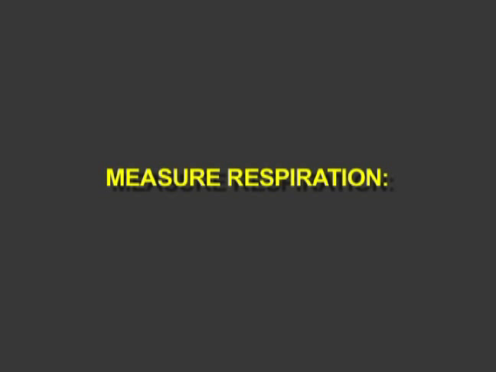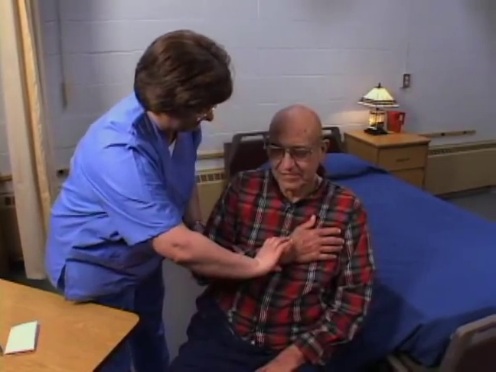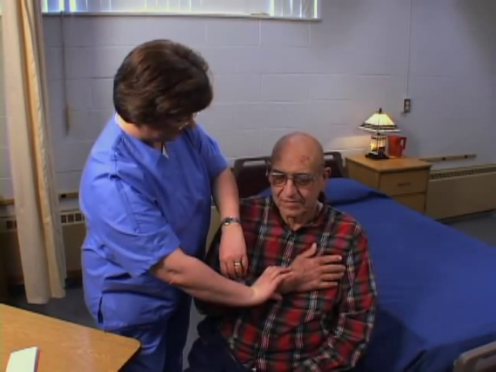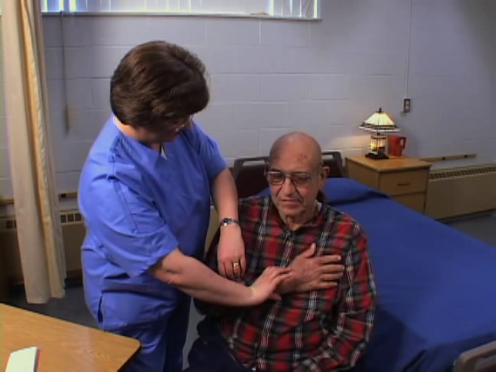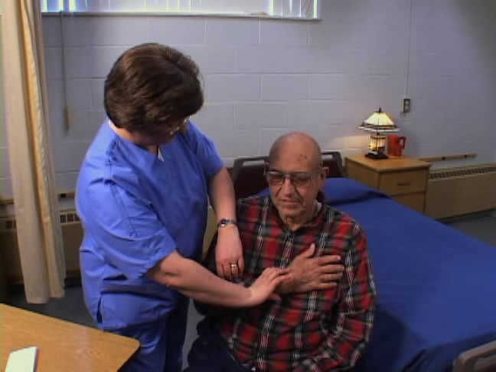Measure respiration. Position hand on wrist as if taking the pulse as appropriate. Determine whether to count for 30 seconds or 60 seconds. Counted respirations for 30 seconds and multiplied the count by 2, or for 1 minute if irregular.